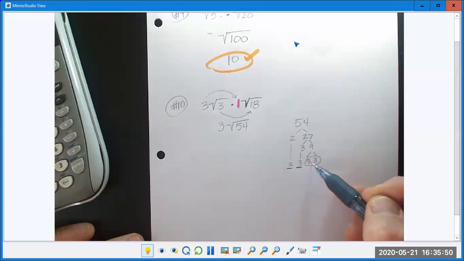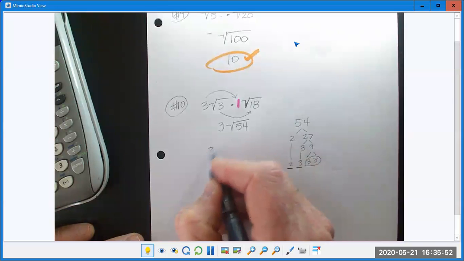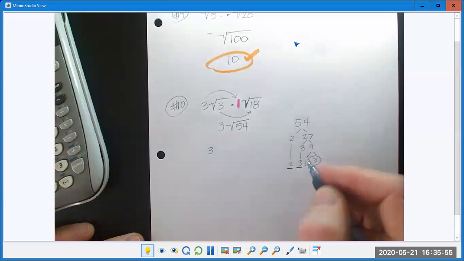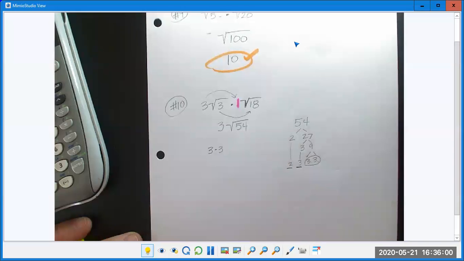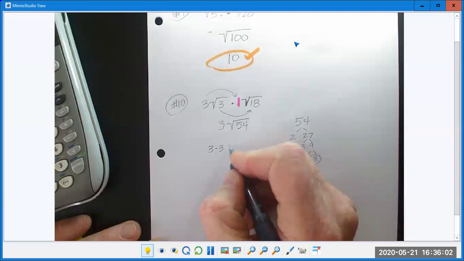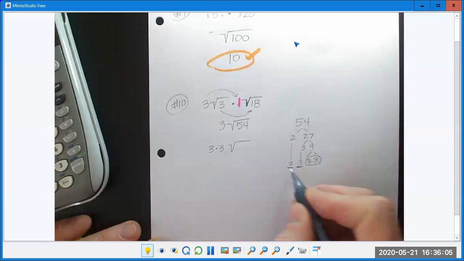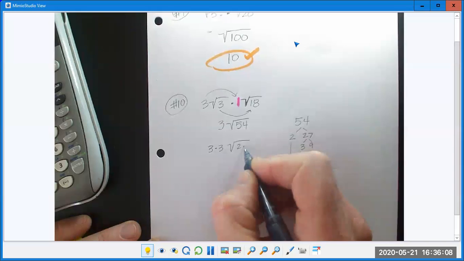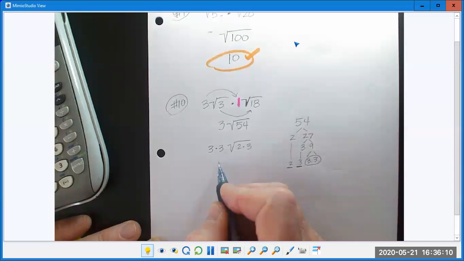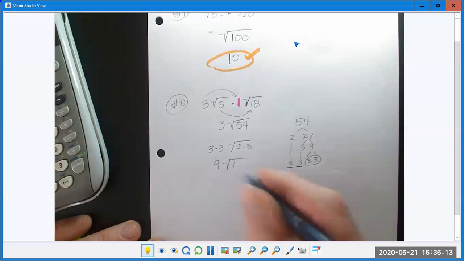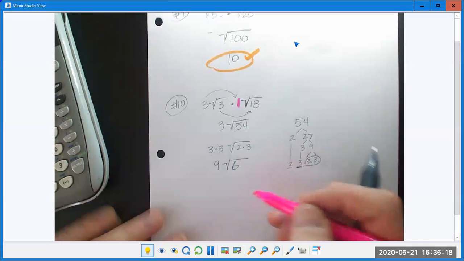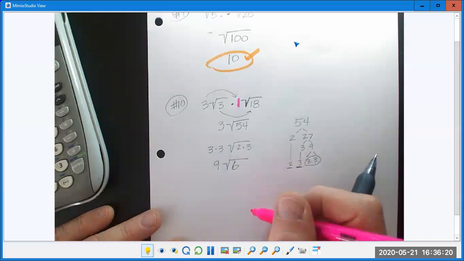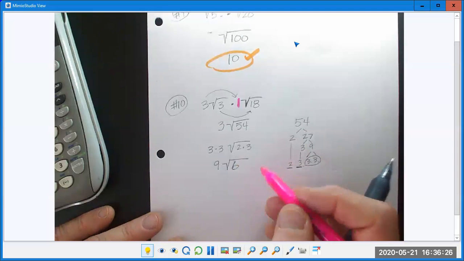I have a pair. They're going to come out. I had a term of 3 outside the radical already. My pair is going to come out. So there's my 3 to represent the pair. And then underneath, I had 2 and 3, 2 times 3. So to finish this up, I have 9 radical 6. So 3 radical 3 times radical 18 ends up being 9 radical 6.